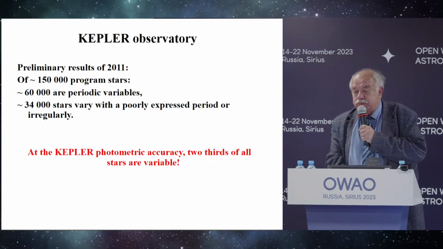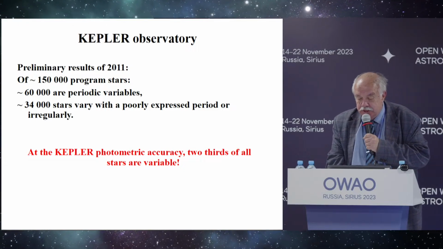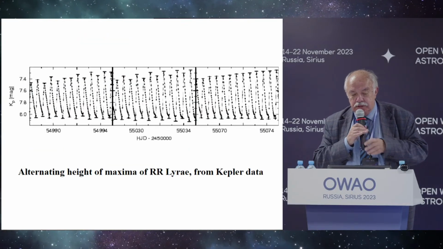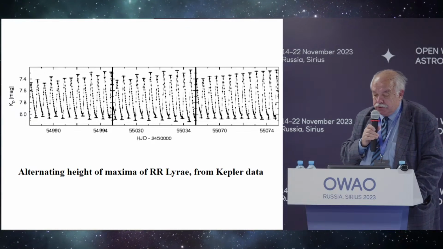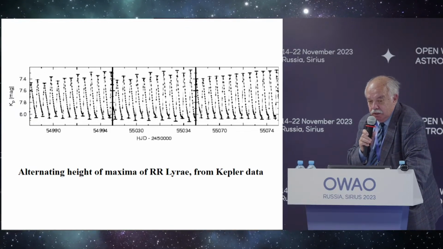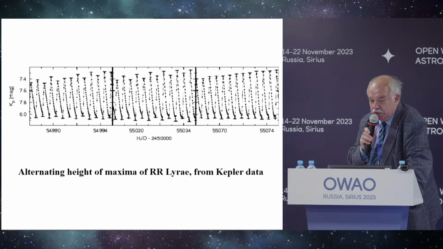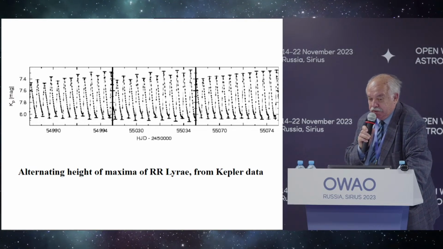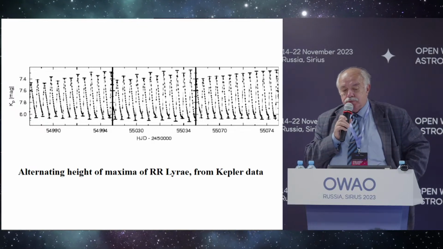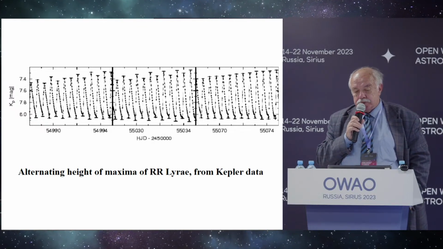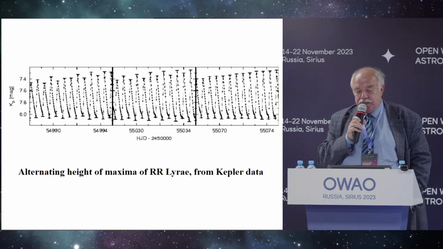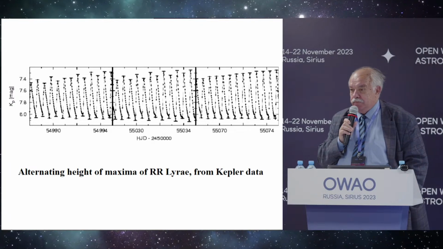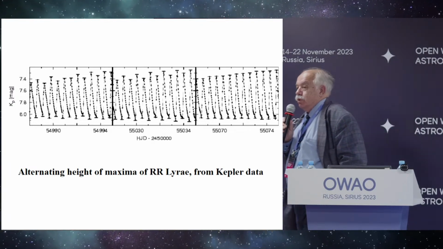Space missions permit us to find things not detectable by other means. For instance, only thanks to Kepler data, it was found that there exist time intervals when Lyra, the famous pulsating prototype of an important class of periodic variables, had alternating high and low maxima. Why wasn't it detected before?